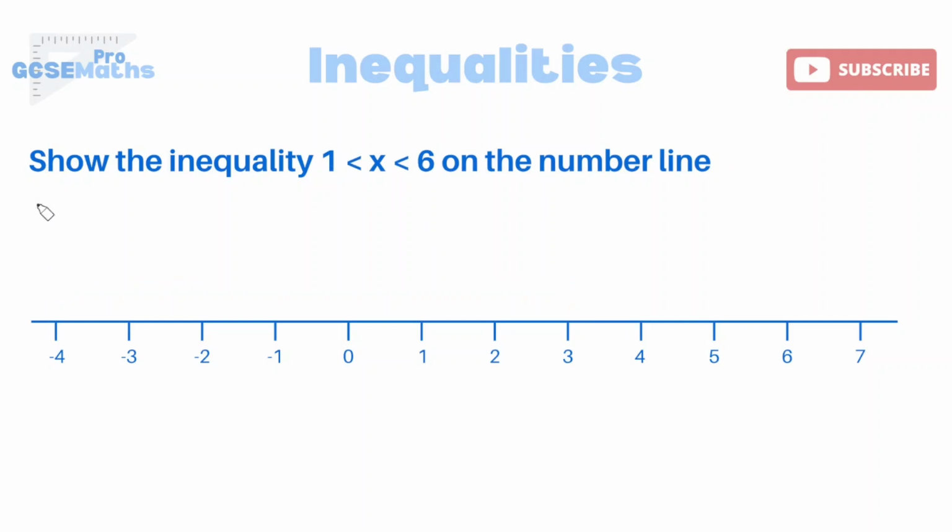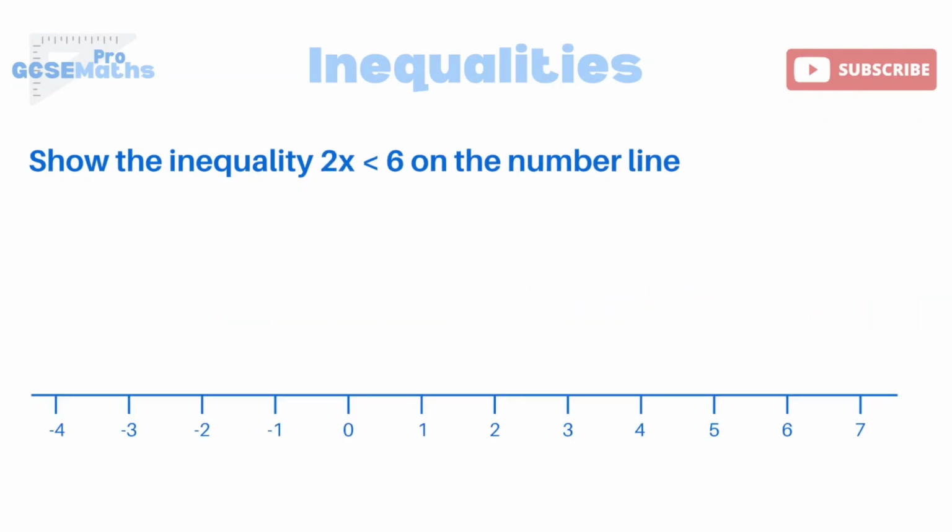Okay, try this one as well. So we've got: show the inequality 1 is less than x, which is less than 6 on the number line. So I'm going to circle 1 and 6. Now, I don't need to colour in either of these 2, do I? Because you can see it's less than, but it's not equal to for either of them. And then I just draw a line between them. So that one I'm leaving blank. That is just your answer. X is somewhere between those 2.